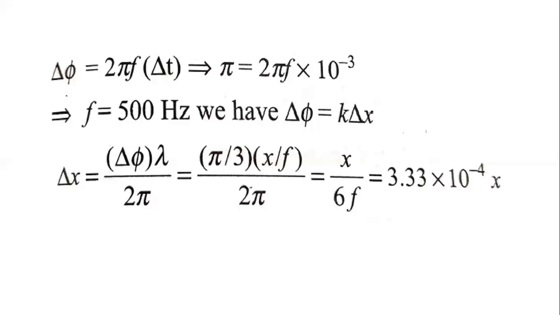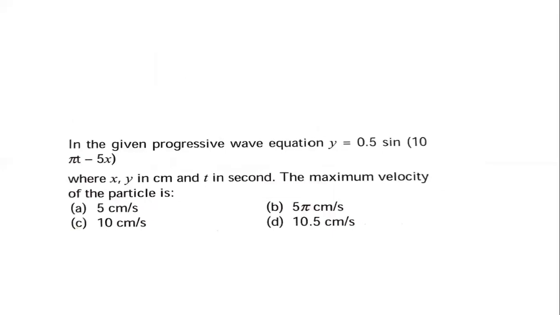Let us go to the next question. Again, it's a question based on the standard wave equation. In the given progressive wave equation, y is equal to 0.5 sine of (10 pi t minus 5x), where y is in centimeters and t in seconds, then the maximum velocity of the particle is.